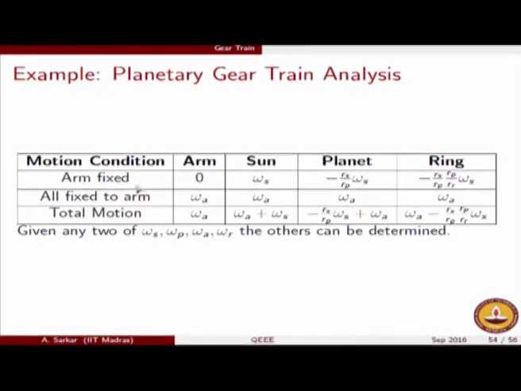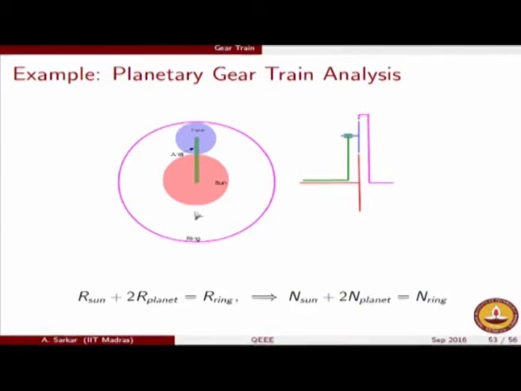But we understand that when the arm is fixed, these are the individual motions that are obtained in the sun, the planet and the ring, right. So now in the next condition we try to evaluate what happens when each of these components is just locked with the arm. Again, that is a hypothetical condition, that is not what is practical, but that is just an advantageous position that we take for the analysis, because finally we know that it is the relative velocity which matters.